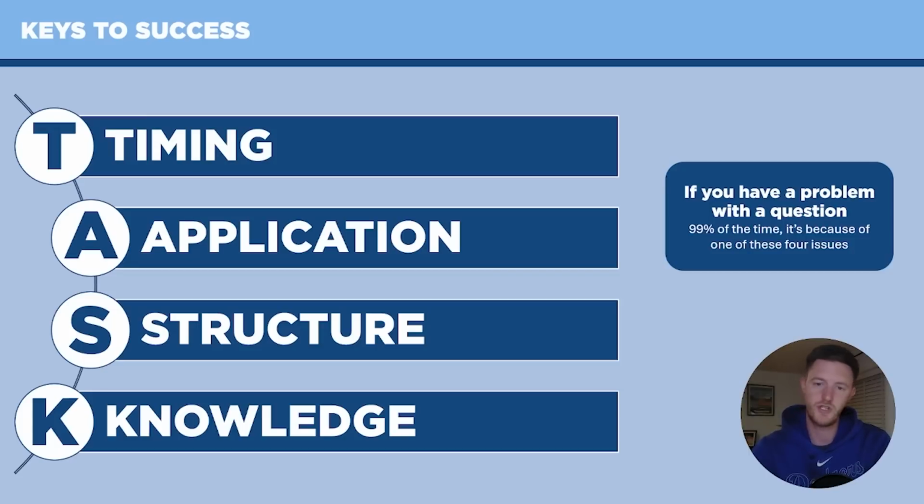Make sure you know your structures, which we've obviously just gone through, and make sure you know your key terms. If you get a question wrong, or if you've got a problem with the question, 99% of the time it's because of one of these 4 things. So if you get these 4 things right, focus on your timing, focus on the case study, know your structures and know your knowledge, then you'll be in a really, really good place. Those are the keys to success.